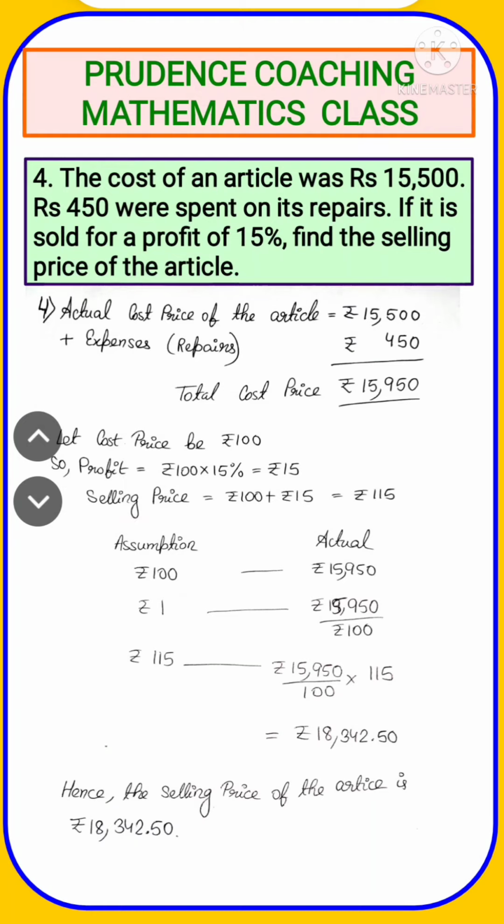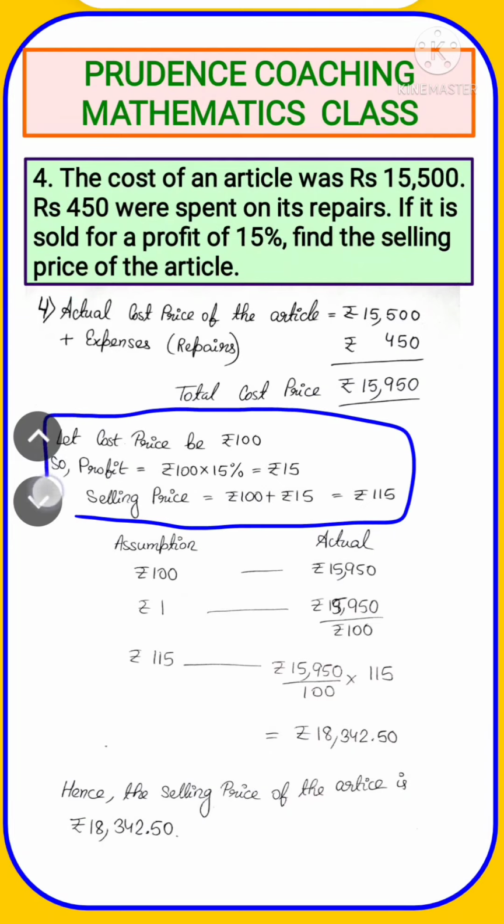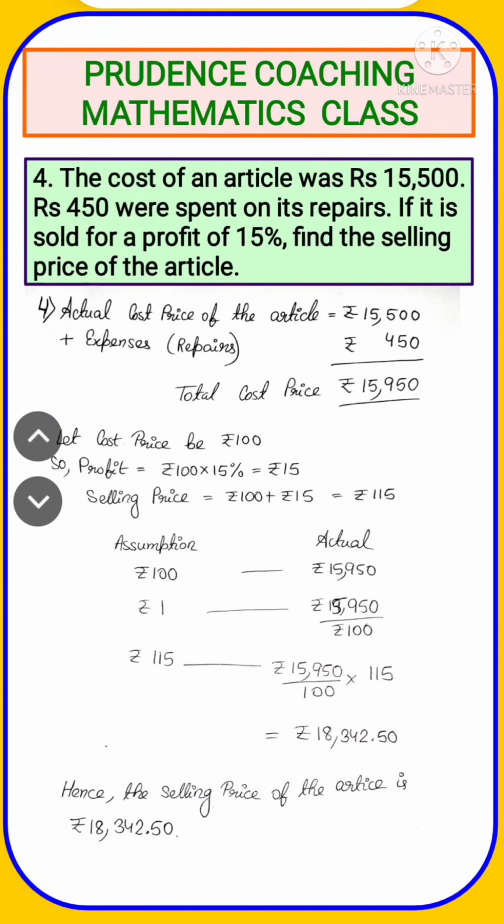But all my dear students, the things which we have written in this particular box are all our assumptions. Now we need to compare our assumption with the actual or the reality. So we will write the assumption on the left hand side and actual value will be written in the right hand side. So we can write that rupees 100 is equals to 15,950.